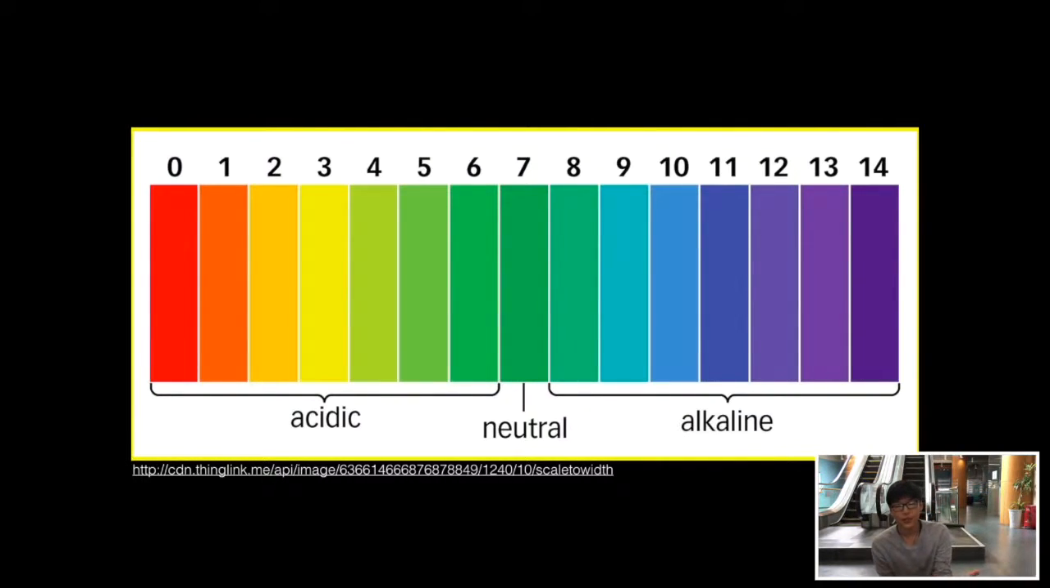Numbers 0 to 7, as you can see on this image, means it's more acidic on the pH scale. And if it's from around 8 to 14, then that means it's more alkaline, which also means basic. Having a pH of 7 means that it's perfectly neutral. That means that there's an equal number of H plus and OH minus ions in it. Something that we know is neutral is water, and it has a pH of 7.